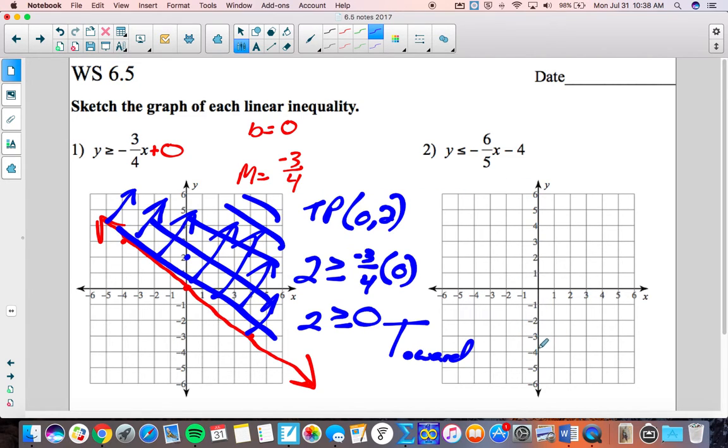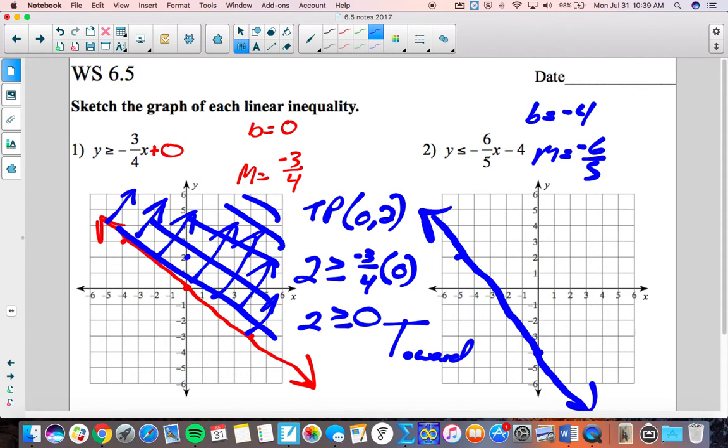Let's try another one. This is in slope-intercept form. The y-intercept is -4. The slope is -6/5. So the y-intercept is at -4. Now I would go down 6 and right 5. I can do that and extend the graph, but instead I'll go up 6 and left 5. That makes a negatively sloped line. It would have been just like going from our y-intercept down 6 and right 5. Negatively sloped line. Now which side of that line do I shade?